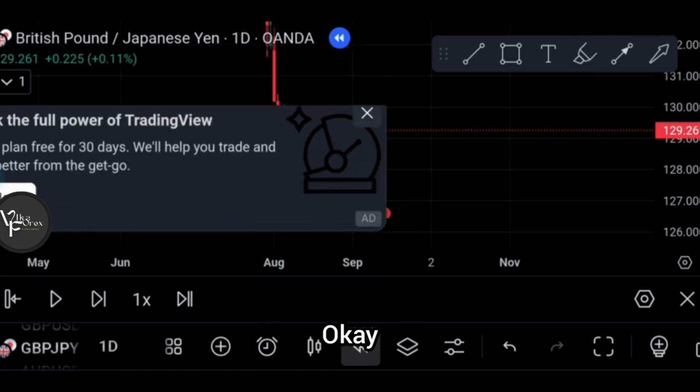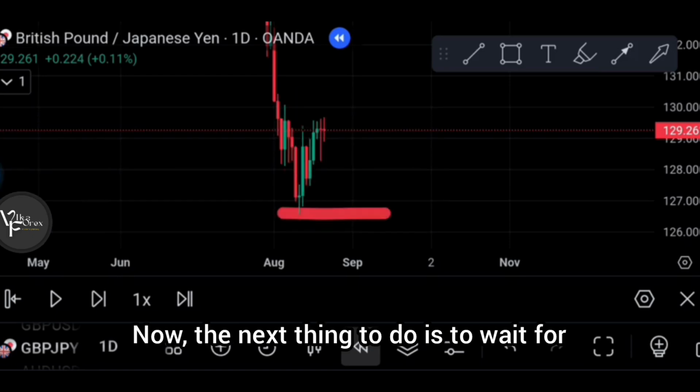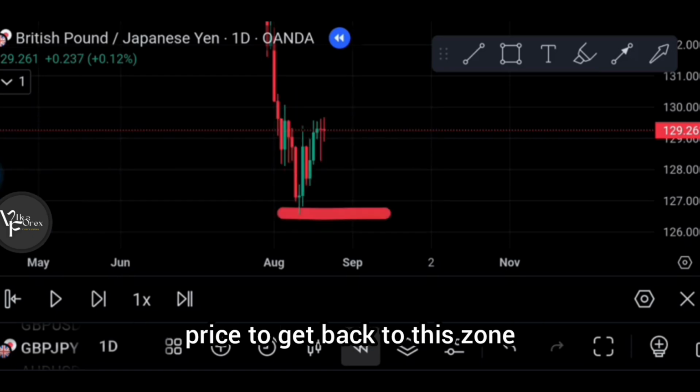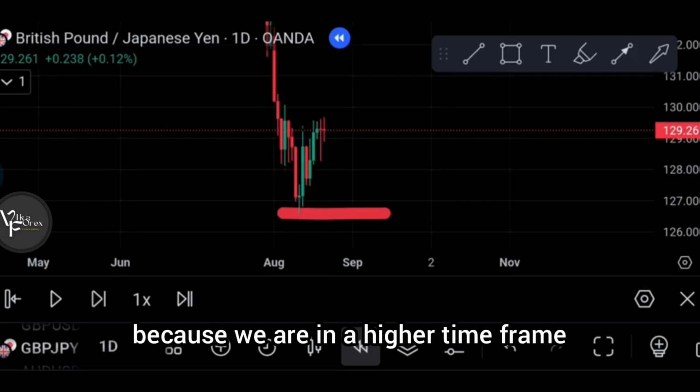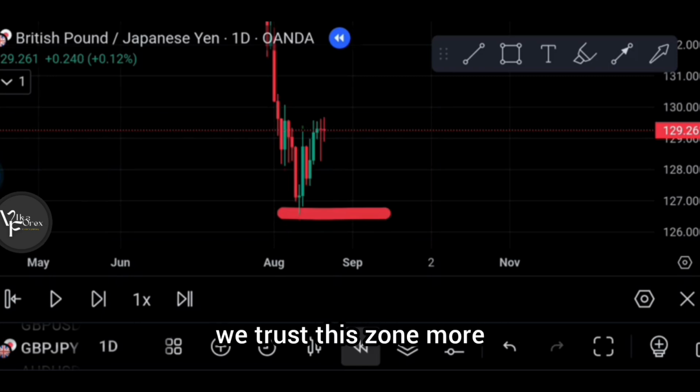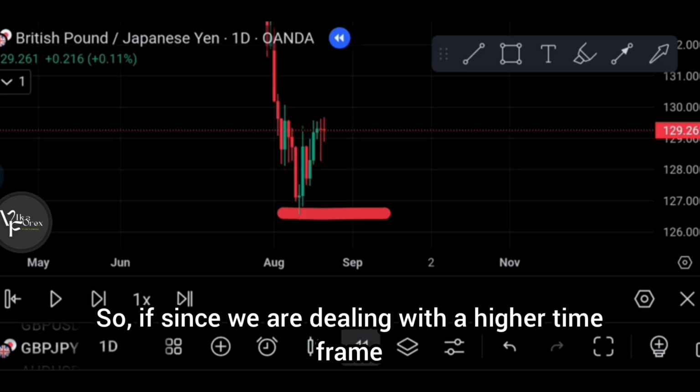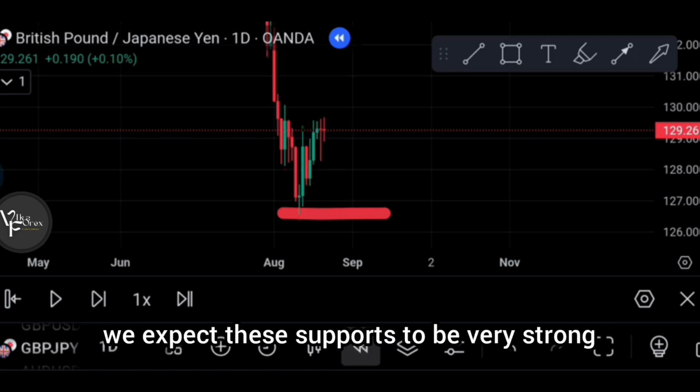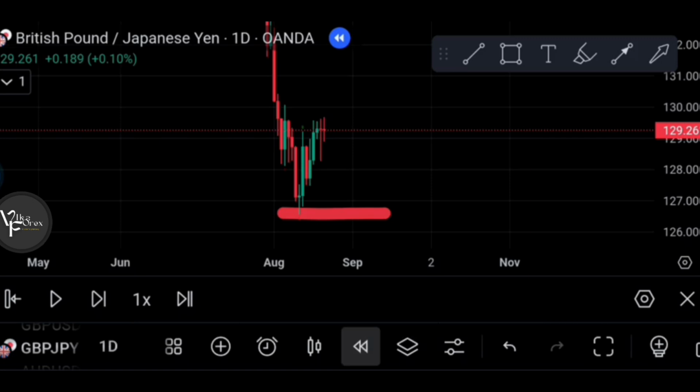Okay, now the next thing to do is to wait for price to get back to this zone. Once price gets back, because we are in a higher time frame, we trust this zone more. Because I told you before that support and resistance can be either a strong or a weak zone. Since we are dealing with a higher time frame, we expect this support to be very strong. It means that when price comes to this same zone, we are expecting a reversal. You understand? That's what we're expecting.